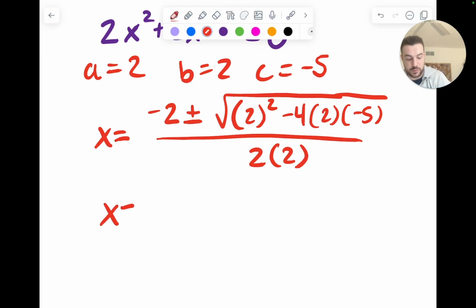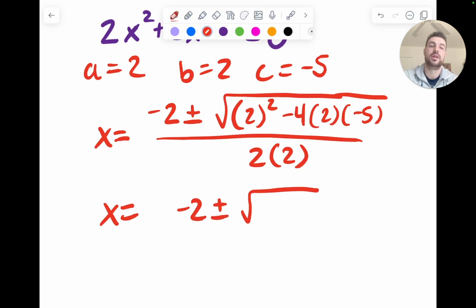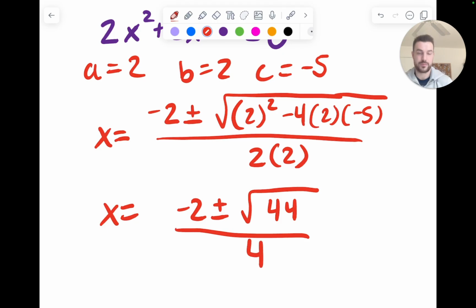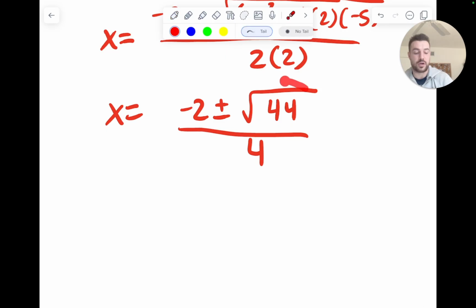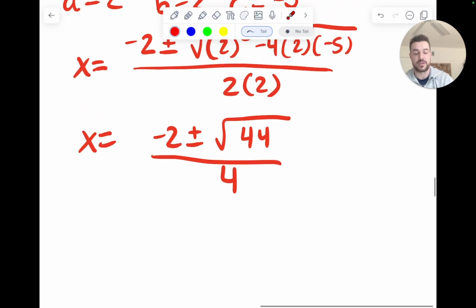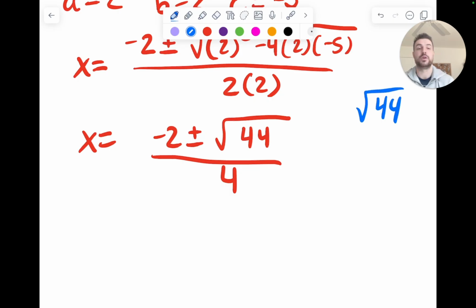So we get x equals negative 2 plus or minus the square root of, well, my discriminant is going to be 4 minus 4 times 2 times negative 5. That is going to be 4 plus 40, or 44, over 4. So unlike the last problem, our discriminant is not a perfect square. So I need to move over to the side here and simplify the square root of 44.